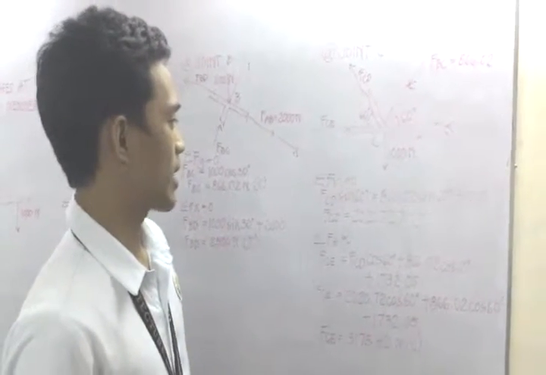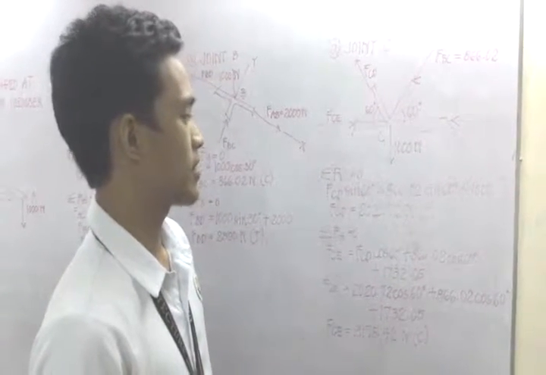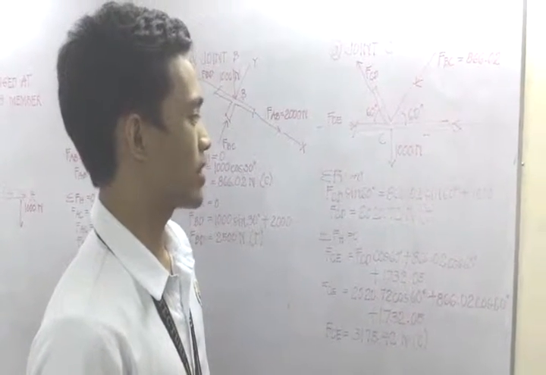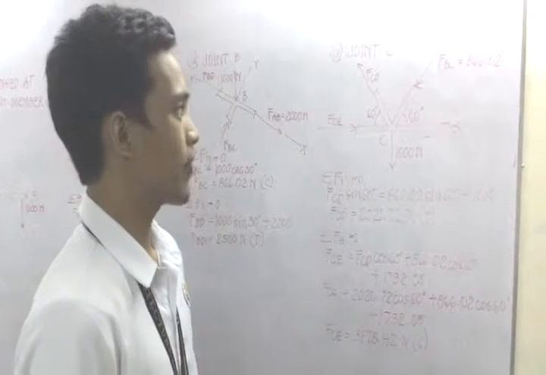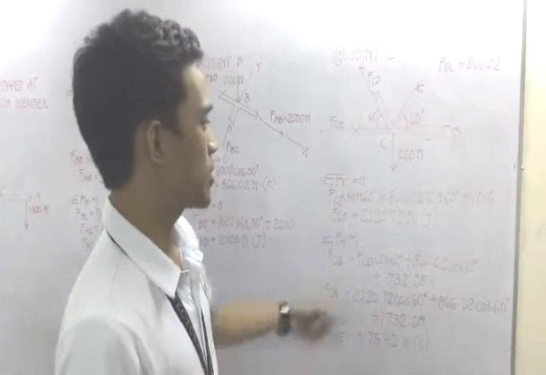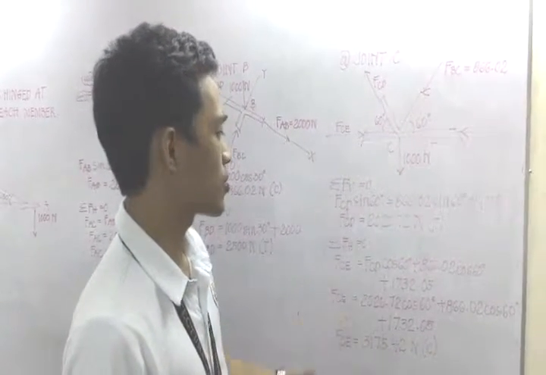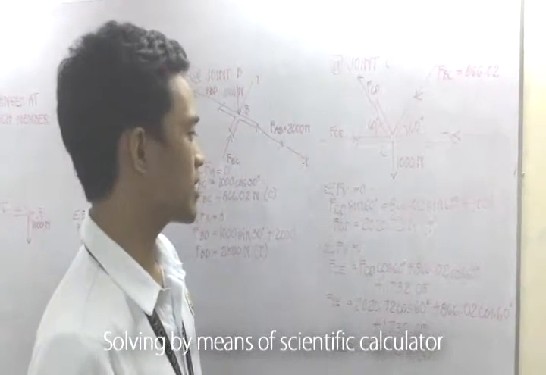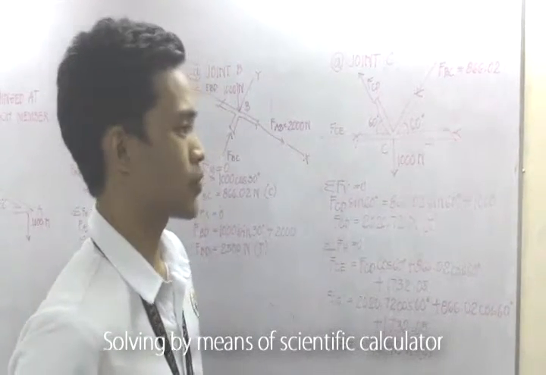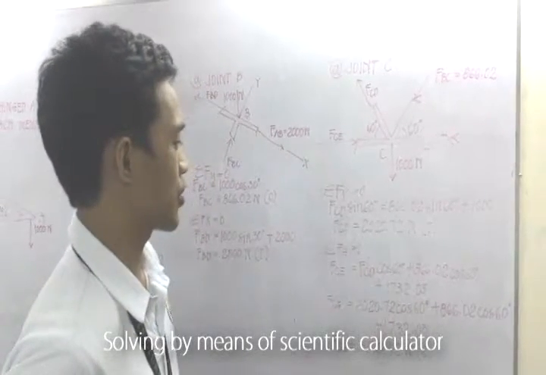Force CD times the sine 60 degrees is equal to force BC times the sine 60 degrees plus the 1000. So we already found the value of the force BC. So we're gonna substitute it here. So solving for the force CD will come up to the answer of 2020.72 Newton, which is a tension.